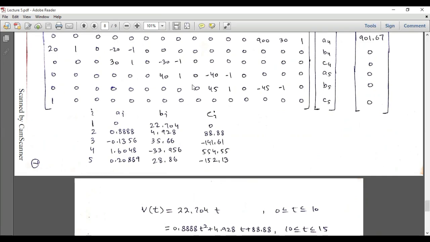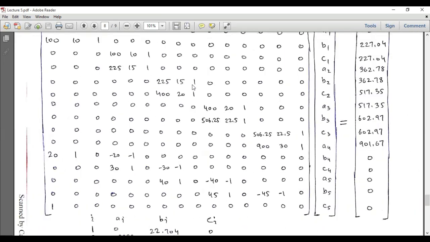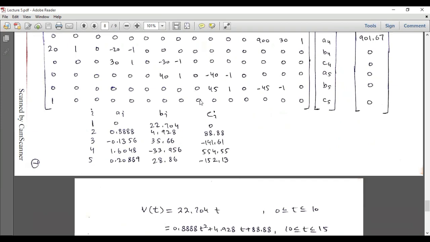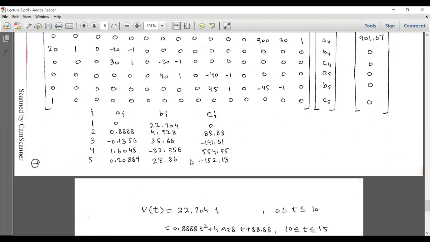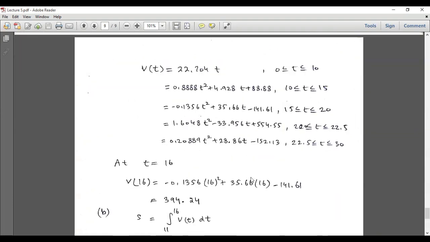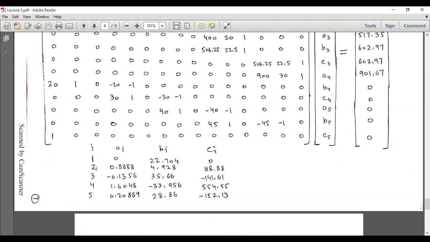By solving these equations simultaneously using MATLAB, we can evaluate the coefficient values, and they are also written over here. It is almost impossible to solve this set of 15 simultaneous equations by hand. So I recommend all of you to write the MATLAB code for this problem, and after writing that code, it is very easy to evaluate these coefficients.